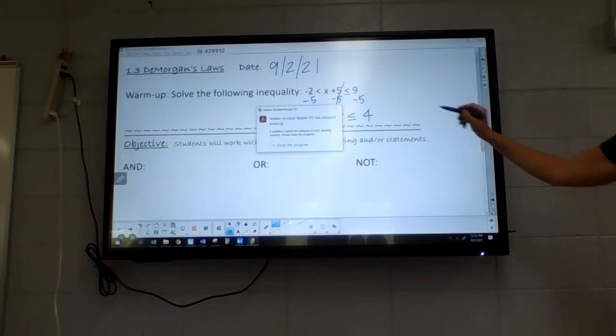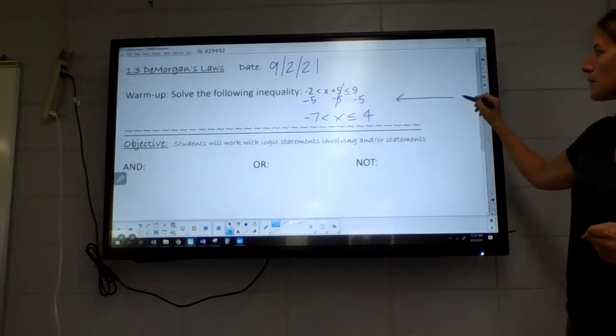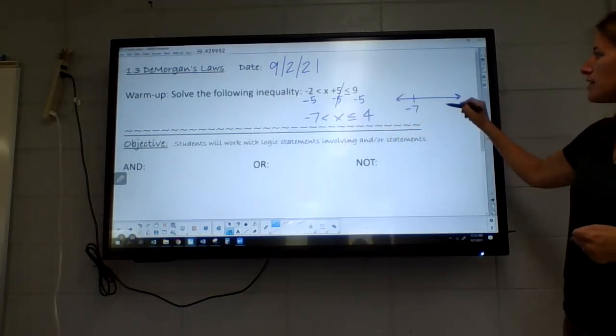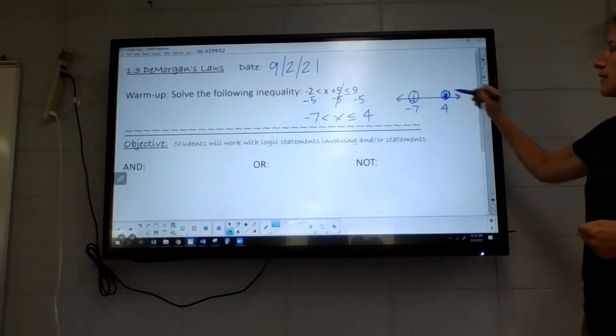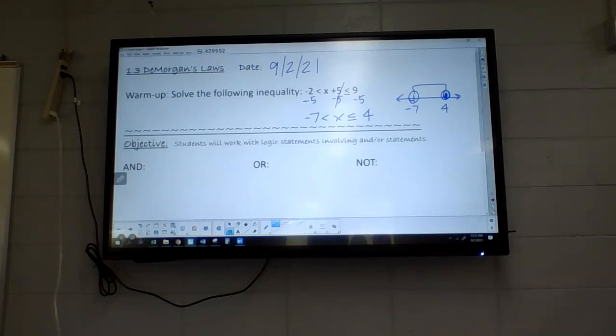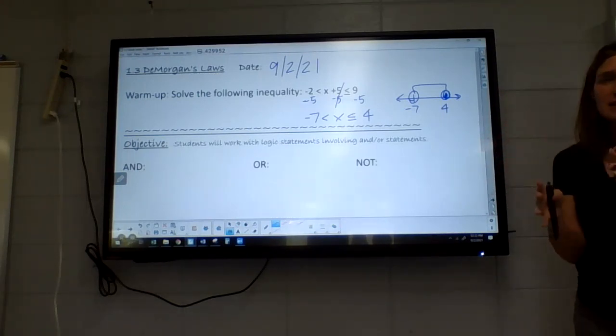If you guys remember when we graphed this, we put it on a number line and we said from -7 to 4. We filled that in, we left that one open. Is that what we're doing? No, we're not. But I just want you to think about it. It's in that range of values. It's got to be greater than -7 and less than 4.